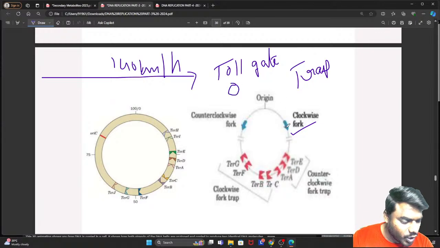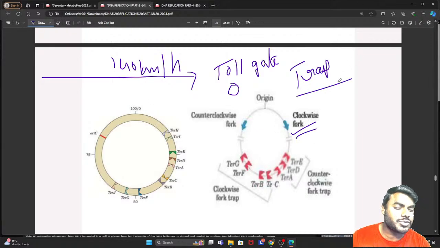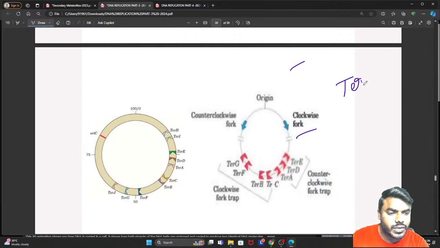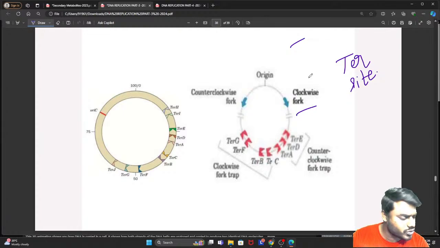Similarly, however much speed the forks are moving, whenever they come to the trap, they will stop immediately. And what is that trap called? That particular trap, we call it Ter site. Ter site, we also call it the termination site. No point in getting confused over there.